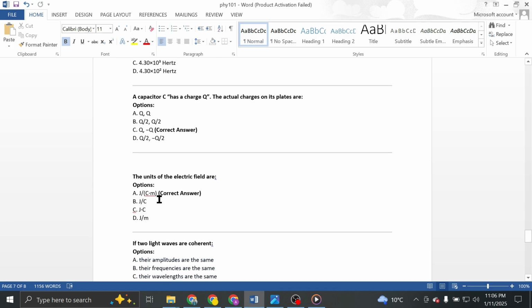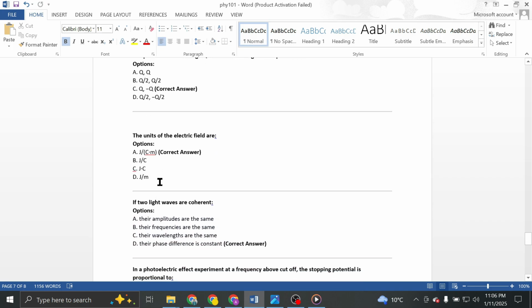The units of the electric field are options: A. J over C times m. Correct answer. B. J over C. C. J times C. D. J over m.